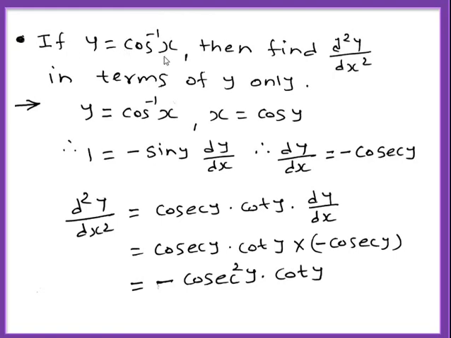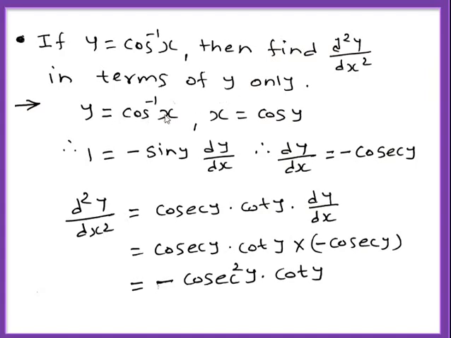Now for this sum also, I think in the textbook or in some digest, I don't remember, they have taken 10 to 12 steps. It is not at all required. See, I'll read the sum for you. If y is cos inverse x, then find d2y by dx square, but the condition is it should be in terms of y only. No problem.